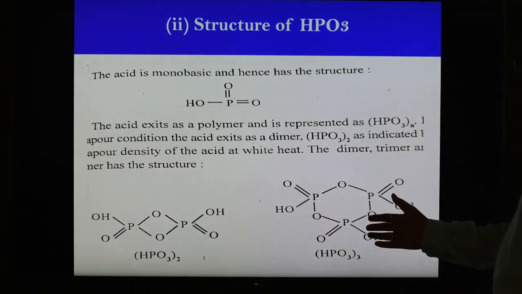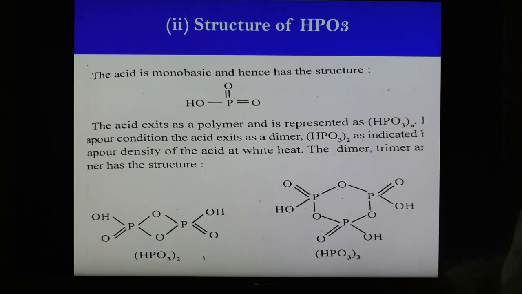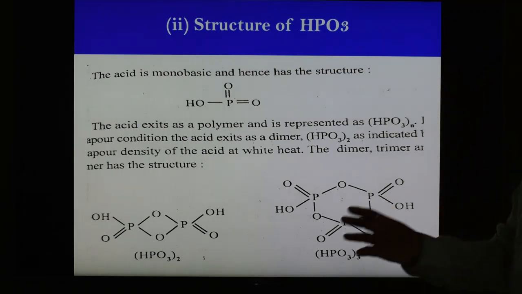This is another, the trimer of HPO3. This is one, this is second, this is third. So this is the trimer. In the same way, HPO3 can join n number of times, forming a polymer.